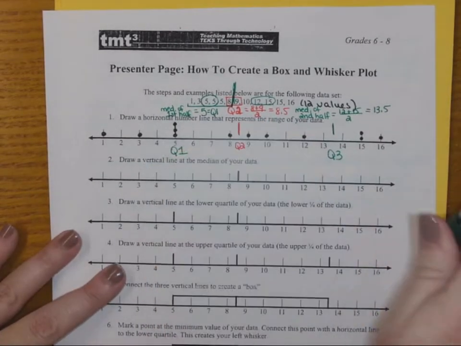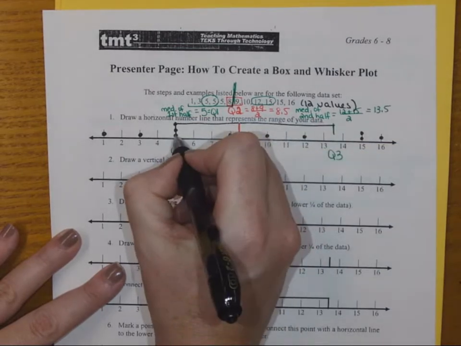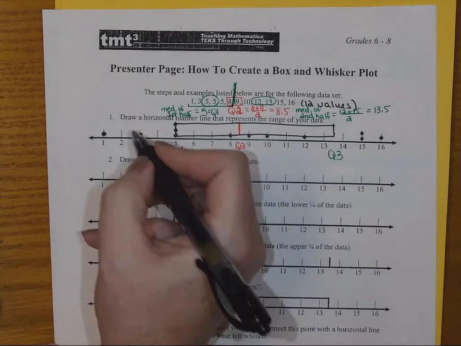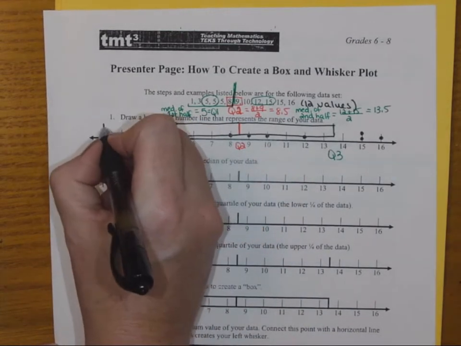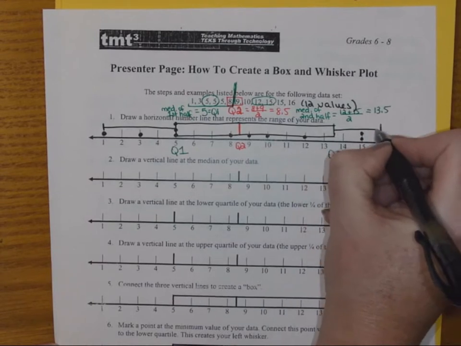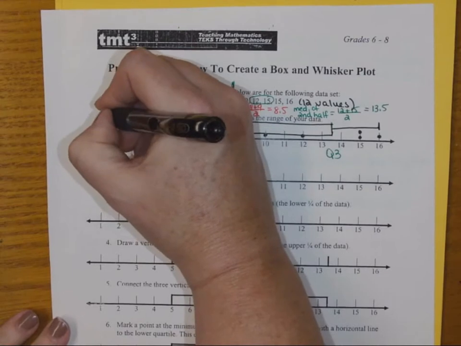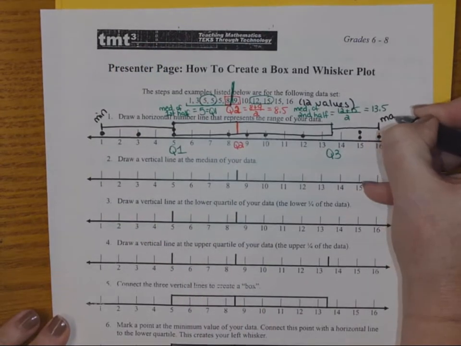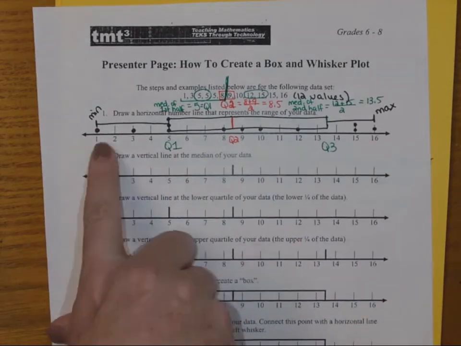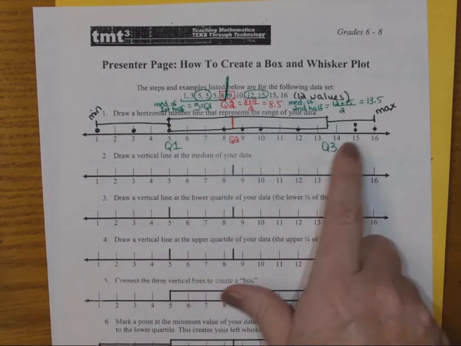Now I have 3 lines, right? So now I'm just going to connect those to form boxes. And as far as the whiskers go, they're actually pretty easy. You just put a line here. Sometimes in some books you'll see a dot instead, and then you'll put a line at the max and connect it. So this would be my min, and this would be my max. Notice I have the 5 significant values marked: the min, the Q1, the Q2, the Q3, and the max.